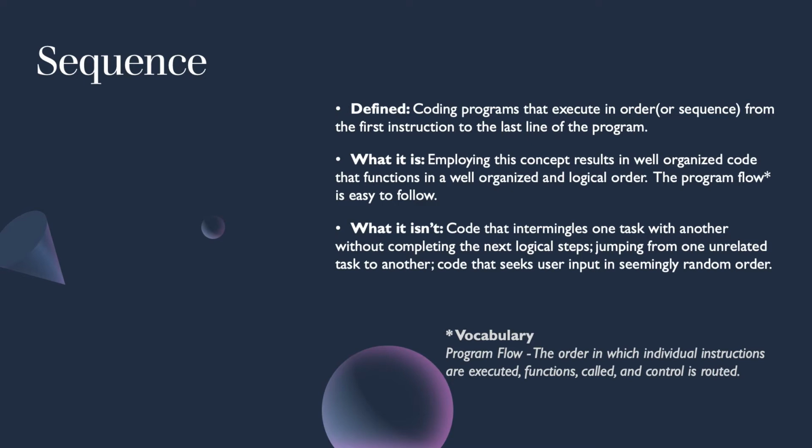Okay, now sequence. Sequence is coding programs that execute in order, or sequence, from the first instruction all the way to the last line of it. What it is: you use this to have well-organized code that runs in a logical order. The program flow is easy to follow. What it ain't: code that intermingles one task with another, jumps hither and yonder, and you can't tell what's going on.